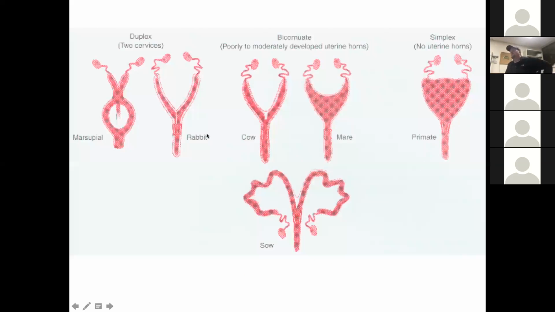So here I've put together a few different diagrams of the uterine body and uterine horns of different species. There are some interesting ones out there. These marsupials actually have 2 cervixes and 2 vaginas that come through. It's kind of complicated. Here's mostly what we deal with: cow, a sow here on the bottom, and these are called bicornuate.